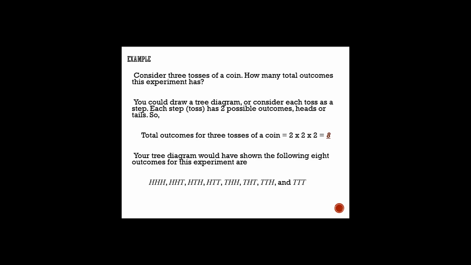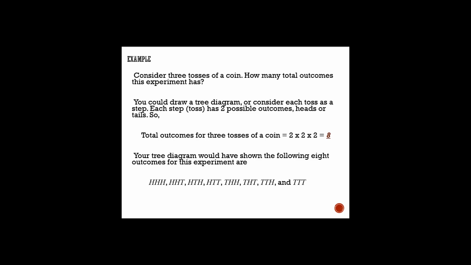So, for example, let's talk about tossing a coin. If we tossed a coin 3 times, how many total outcomes does the experiment have? Now remember, we did this earlier. We drew a tree diagram and we said, okay, there's 2 possibilities, and then based on that, there's 2 possibilities for the next step, and then for the third toss, there would be 2 possibilities. So how would you get this without drawing a tree diagram?